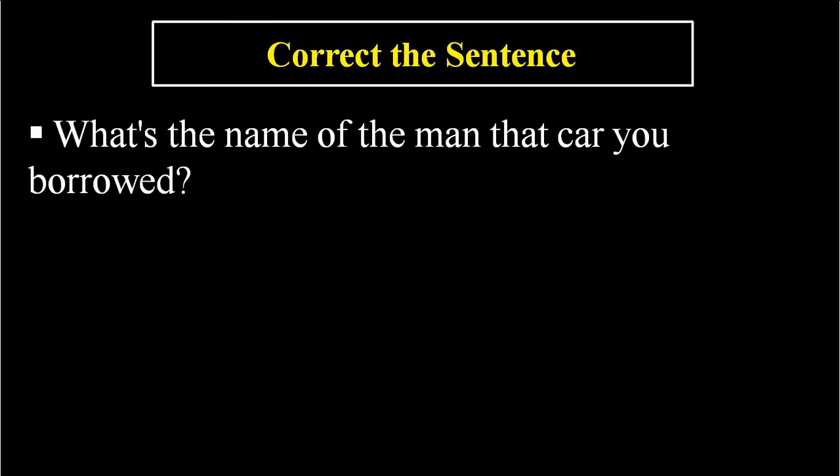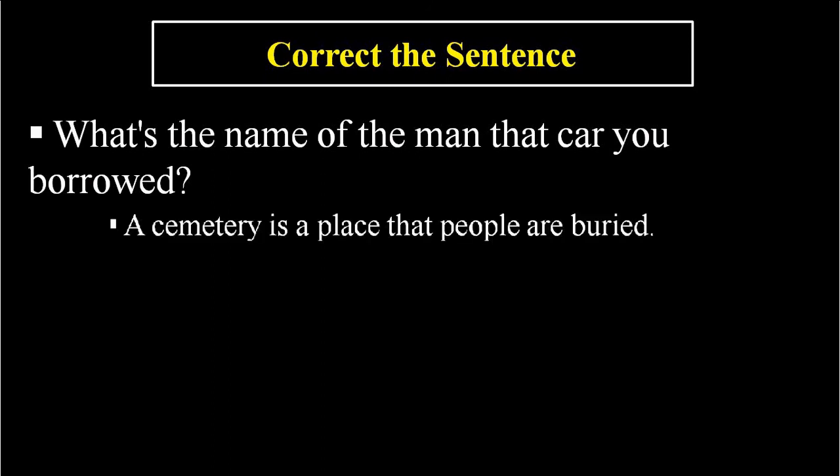Few more examples. What's the name of the man that car you borrowed? So, what's the name of the man whose car you borrowed? Why? Because car of man, right? So it is, of is missing, that's why whose should be used instead of that. So, man whose car you borrowed.